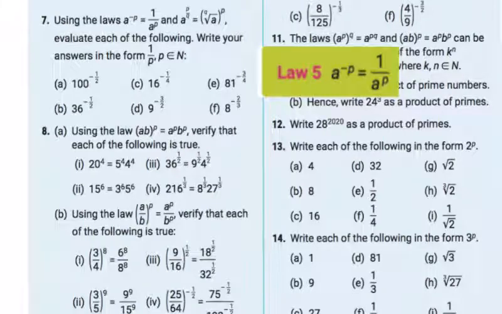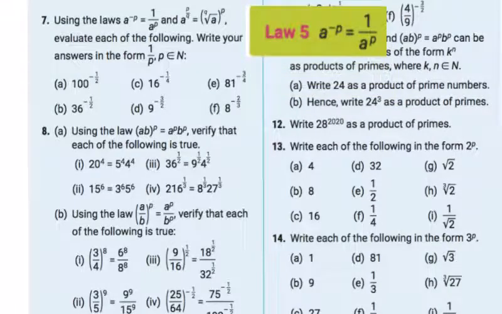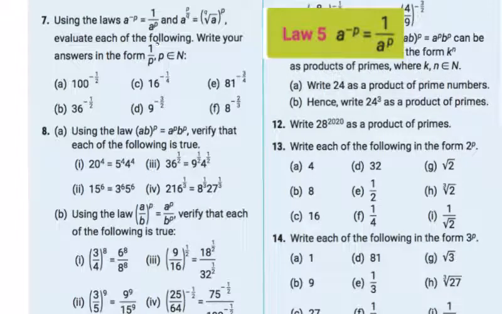In question 7 here we have law 5, 8 to the power minus p, 1 over 8 to the power p. So write your answers in the form 1 over p here. Always check what they ask. So this is going to be 1 over 100 to the power of a half, or 1 over the square root of 100 if you want to write it like that, which is 1 over 10.